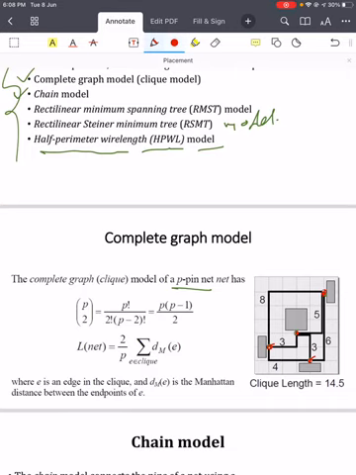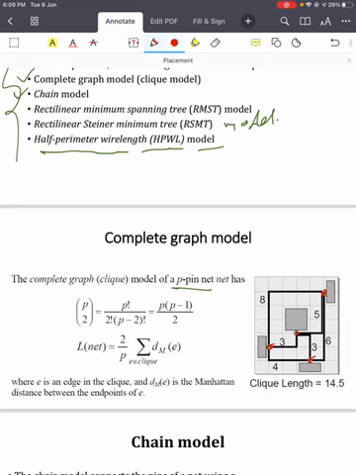Now your task is to estimate the length of the wire. When the pins are actually connected after placement, what should be the wire length of this 4-pin net? The complete graph model is the estimation technique by which we will find out the length of the wire. We are going to estimate the wire length.